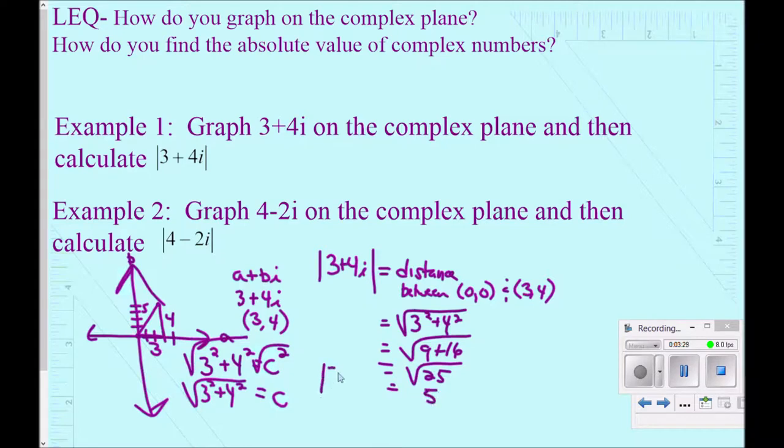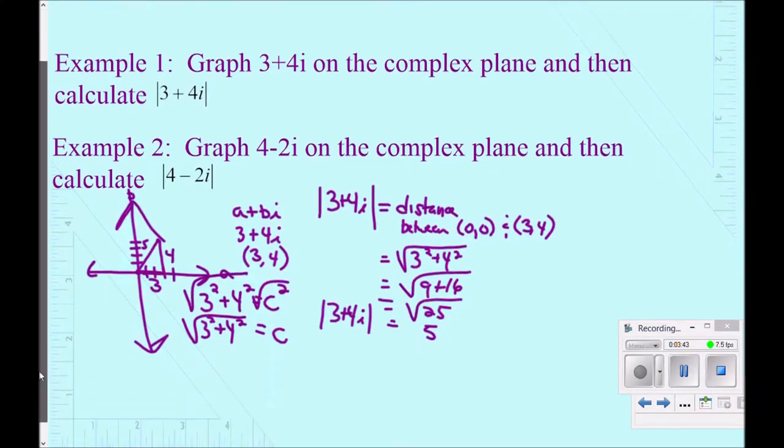So the distance between (0, 0) and (3, 4), which again is representing 3 plus 4i, is 5. In general, if you're looking to find the absolute value of a complex number, a plus bi, you're going to take the square root of a squared plus b squared.